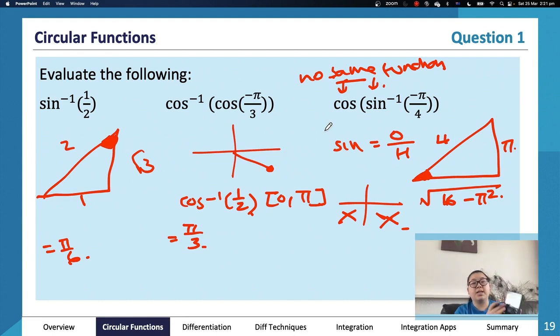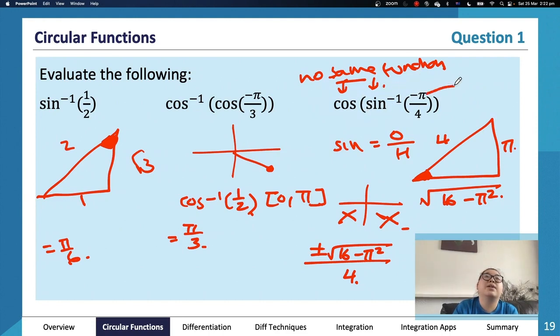If you pop it into your calculator and try to put in the answer of what this is actually equivalent to, it will try and do the same thing as you've been doing up here as well. So we have to decide whether it's the positive or the negative version of root 16 minus pi squared over 4, right? Okay, so we kind of need to know a little bit more details about this as well. So we know that the output of sine inverse, right, can be from -1 to 1.